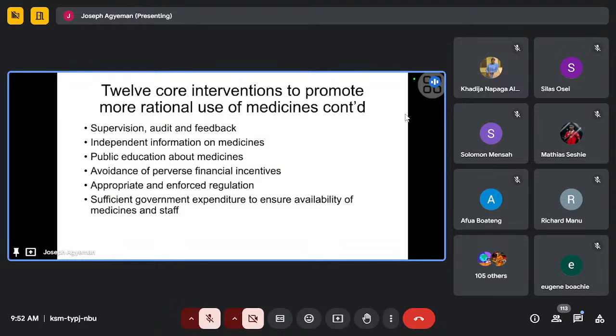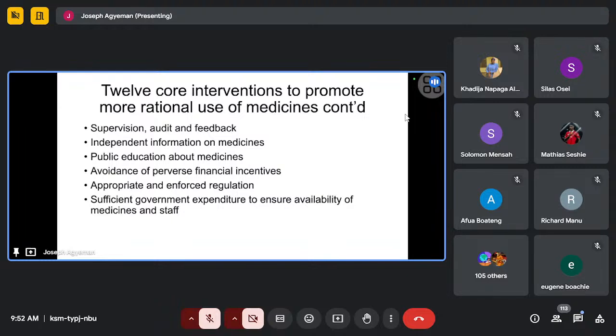Then one of the most important things, public education about medicines. Public education about medicines is very, very important. Even with the professionals, you can't say that you know everything about medicines, let alone lay people. Therefore, continuous public education when it comes to the use of medicines is very important because they are the end users. This can also be used to control irrational drug use.